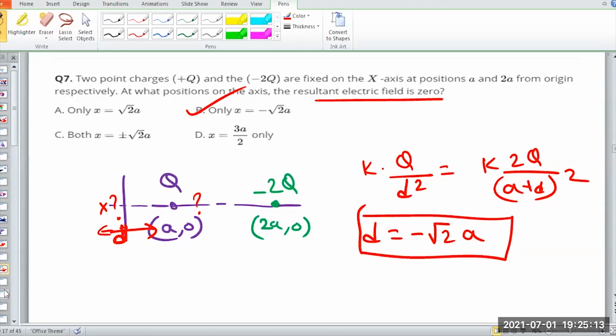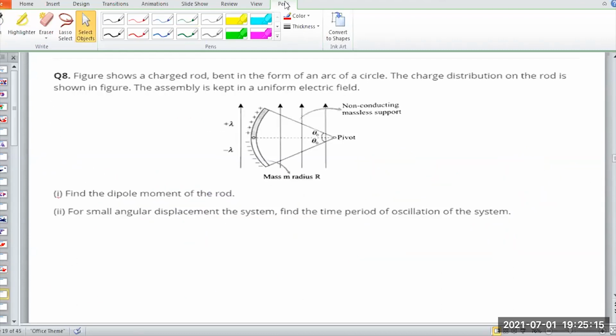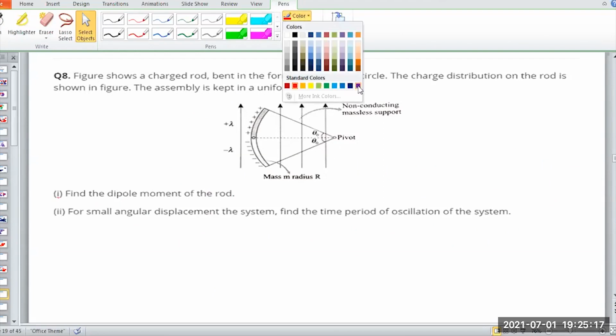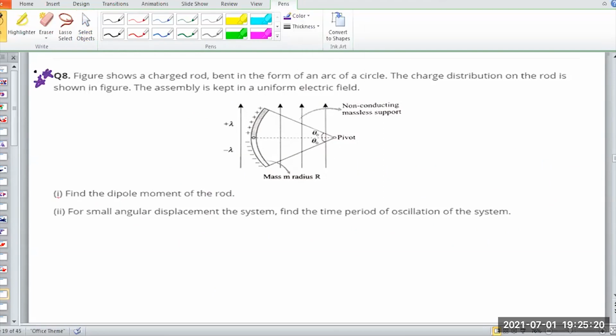Next question. This question was a very lovely question. Now, this question is a conceptual question. A very good question. Let us discuss this question in detail. First, here a bent form of arc is given. Upper half is having positive charge, lower half is having negative charge. I have to find the dipole moment of this rod. How to find the dipole moment of this rod?